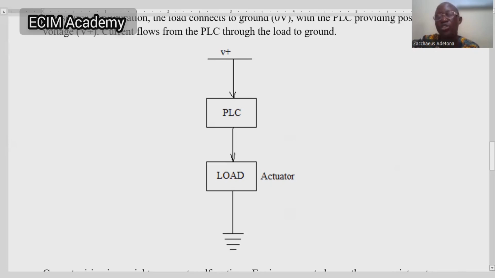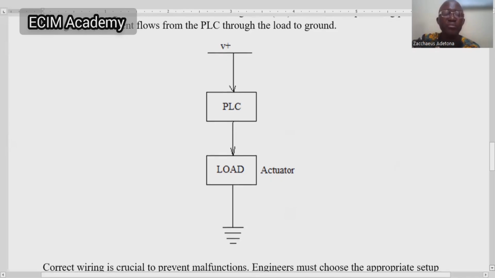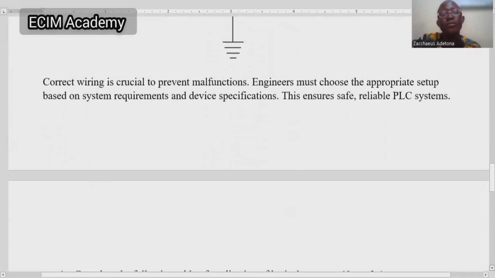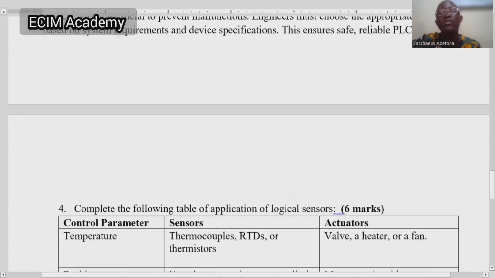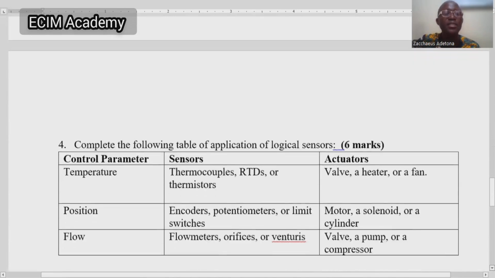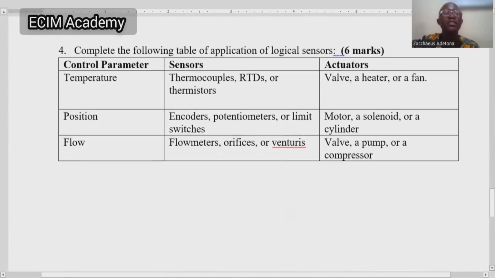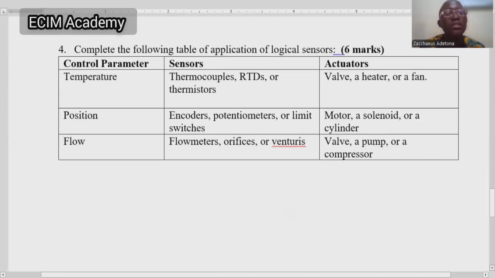That is how to describe that with a block diagram. Then we have your explanation on that. Then we have number 4, the last problem.